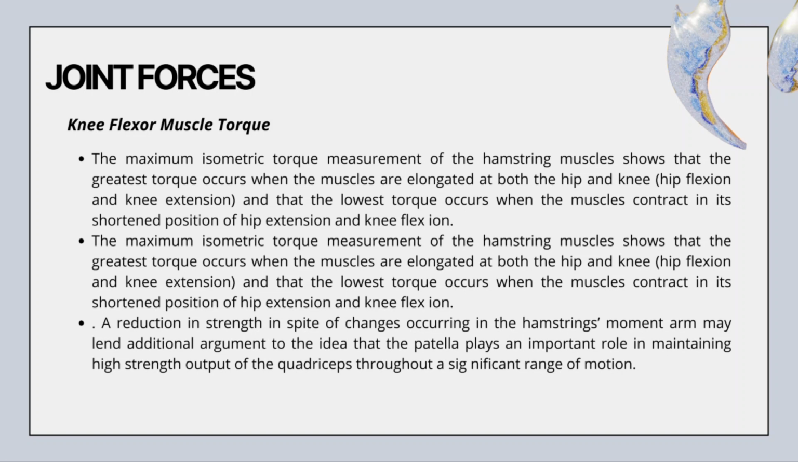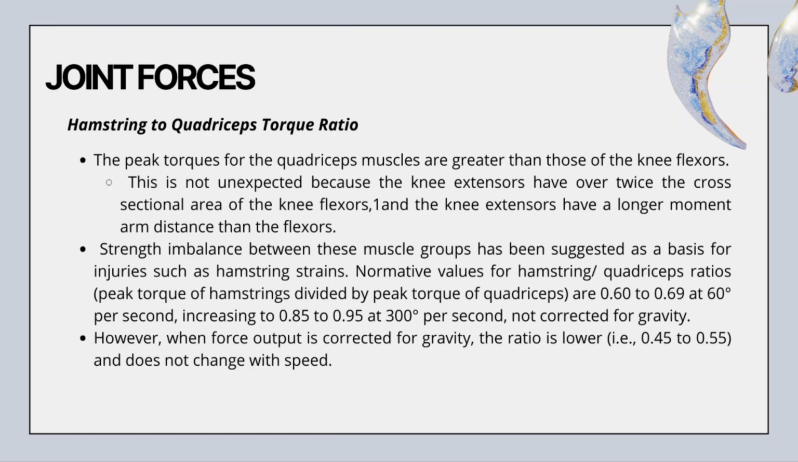Second to the last, we have hamstring to quadriceps torque ratio. The peak torque for the quadriceps muscles is greater than that of the knee flexors. This is not unexpected because the knee extensors have over twice the cross-sectional area of the knee flexors, and the knee extensors have a longer moment arm distance than the flexors.